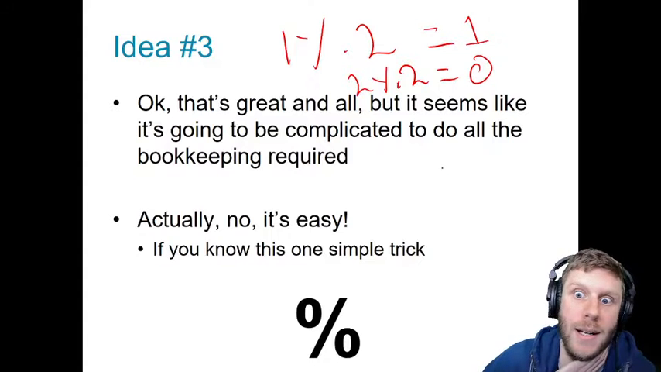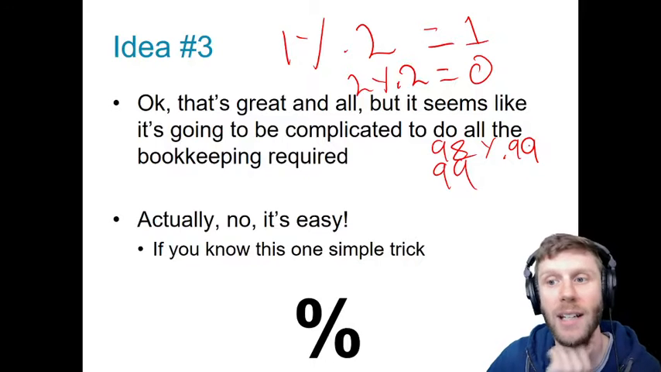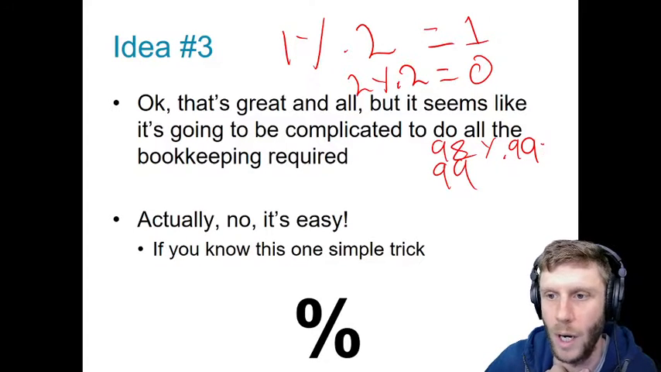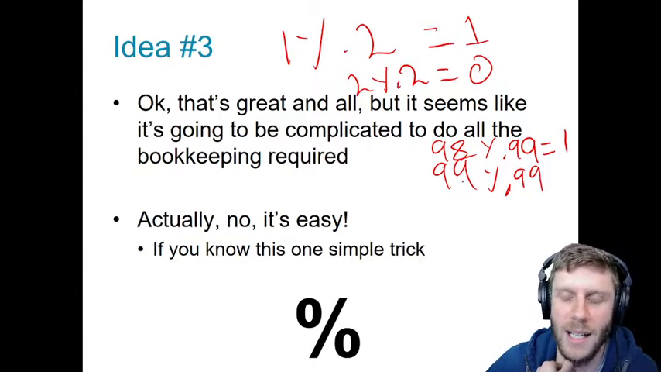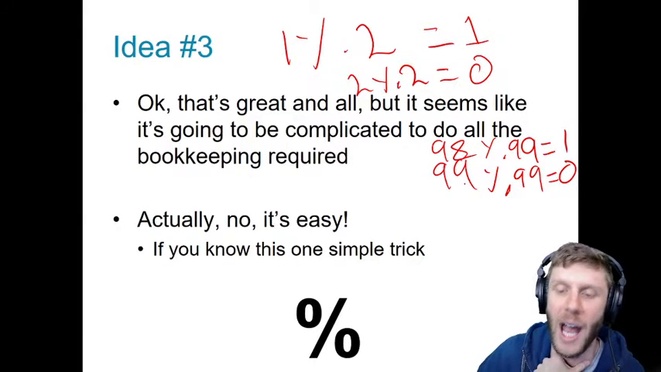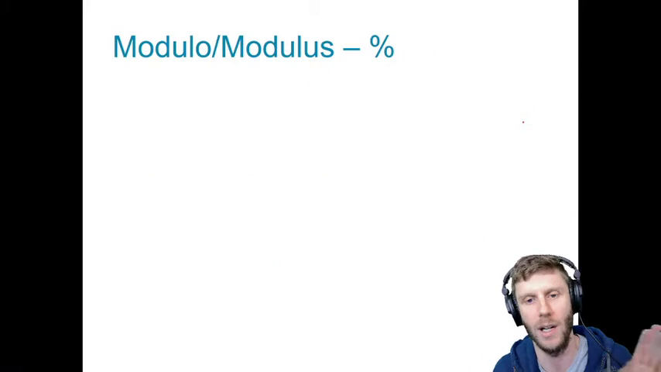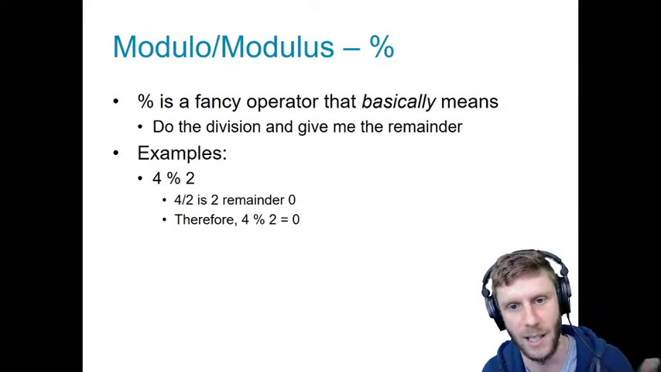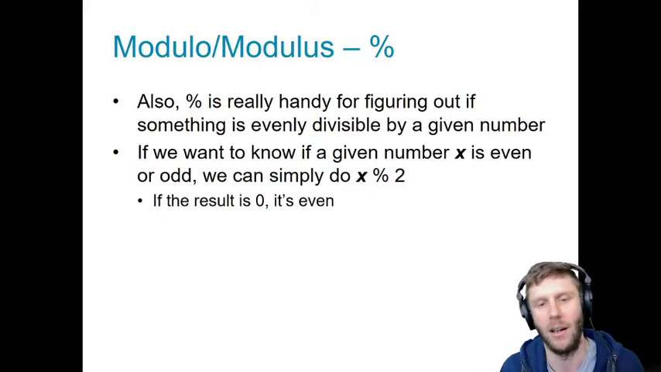Imagine I had 99. No, let's do 98 mod 99. How many times does 98 go into 99? 0 times, but what's the remainder? 1. If we do 99 mod 99, that goes in 0. So we can do a check to see, if we ever add 1 and it becomes, you know what, it's going to be easier if I just show you. It's really handy for figuring out something is evenly divisible, okay, we've already done that.